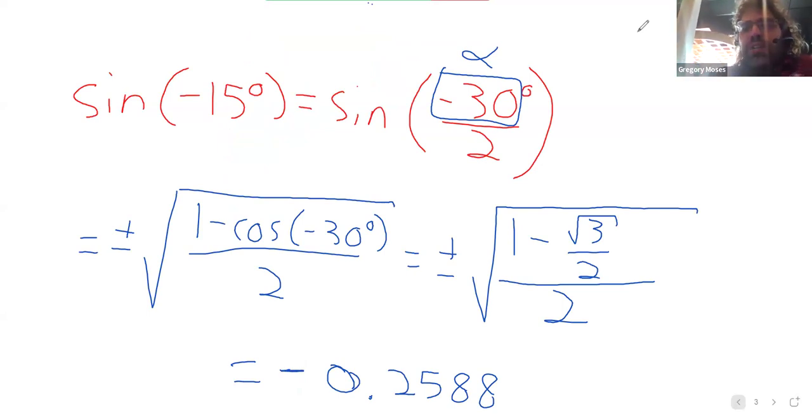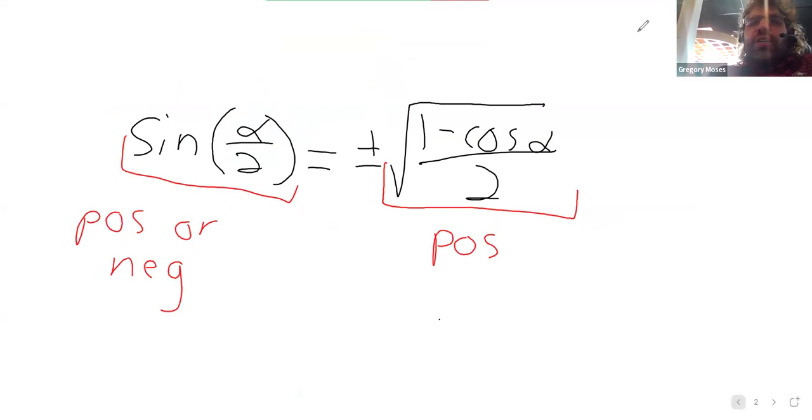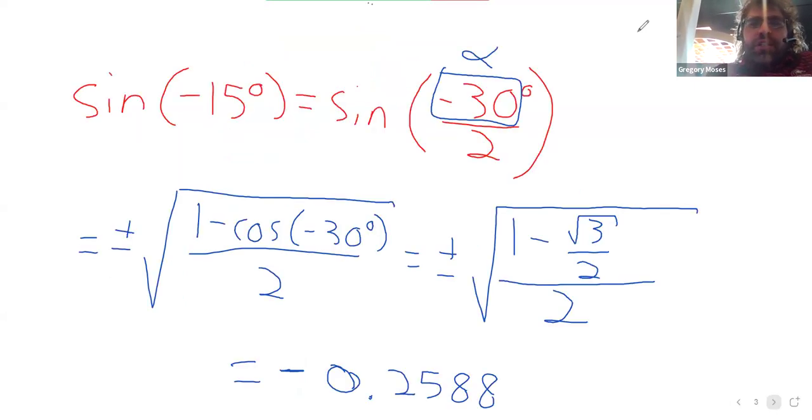So you have to be a little careful with this plus or minus. For any given number, it's going to be either positive or negative. Like with the sine of negative 15, we didn't wind up with an answer of plus or minus this number. We thought it through and we realized that we were looking for the negative answer.